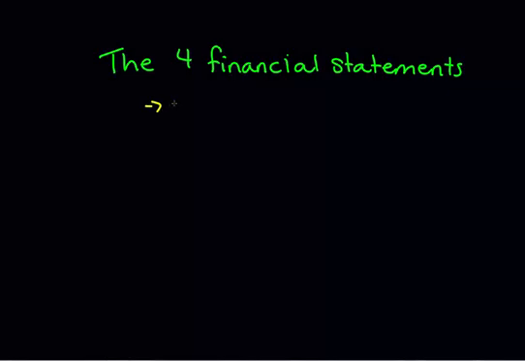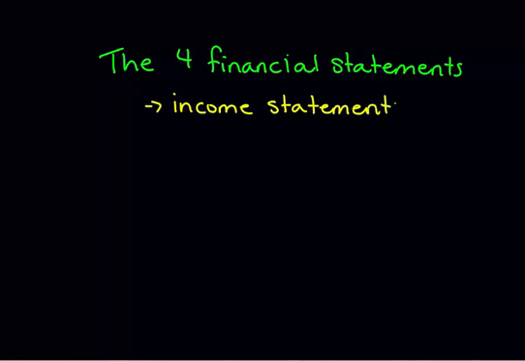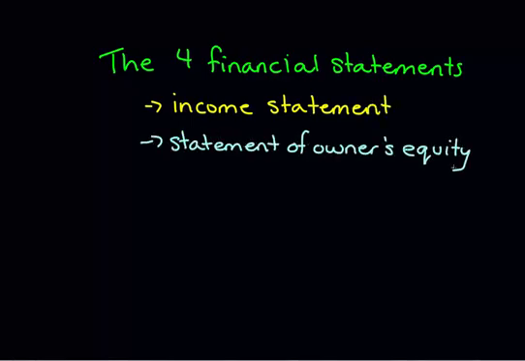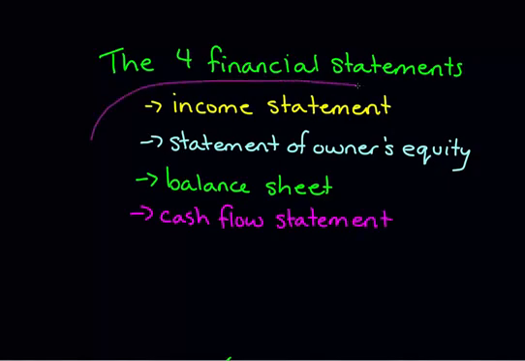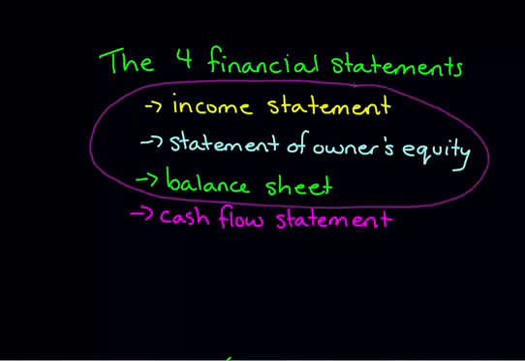In financial accounting, we have four financial statements. We have the income statement, we have the statement of owner's equity, we have the balance sheet, and we have the cash flow statement, or the statement of cash flows. In this video today, we are going to be looking at the first three financial statements: the income statement, the statement of owner's equity, and the balance sheet. Whenever we're making financial statements in financial accounting, we always start with the income statement. We make the statement of owner's equity next, and then the balance sheet. And this will become very apparent in just a minute when I show you how to make these statements.